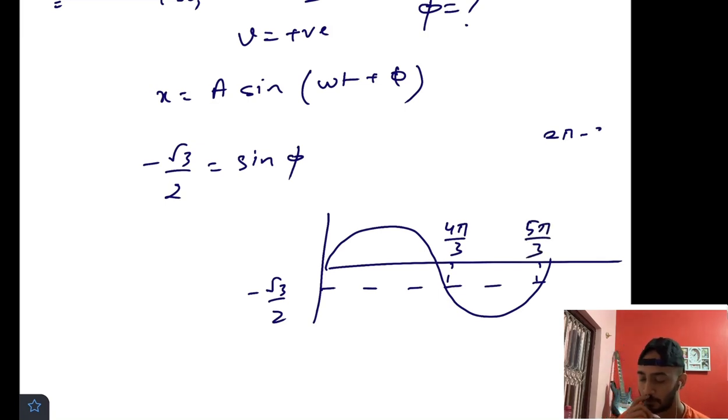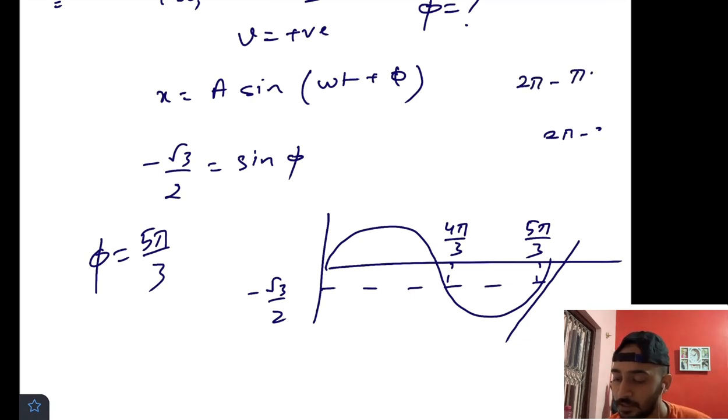Out of these two values, velocity must be positive, that means the slope must be positive. The slope here is positive, so the final answer would be 5 pi by 3. So positive slope, 2 pi minus pi by 3, that is 6 minus 1, 5 pi by 3.